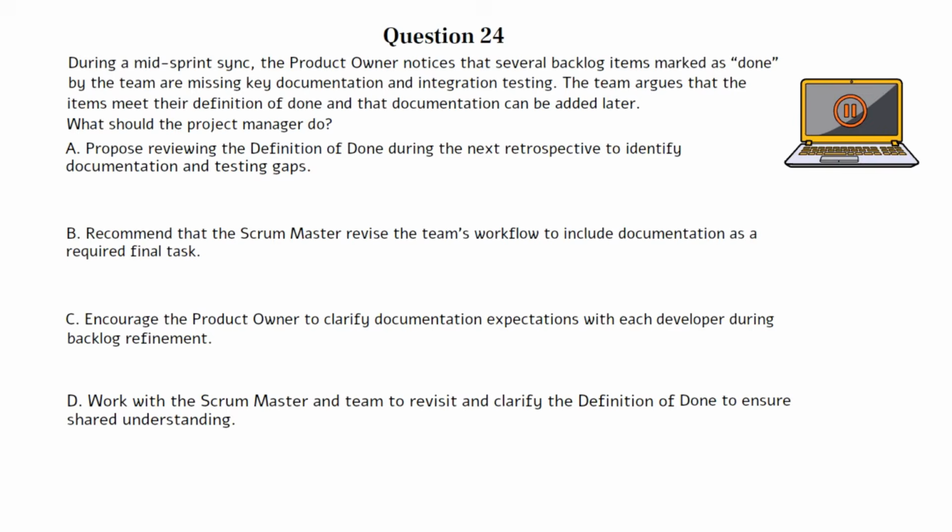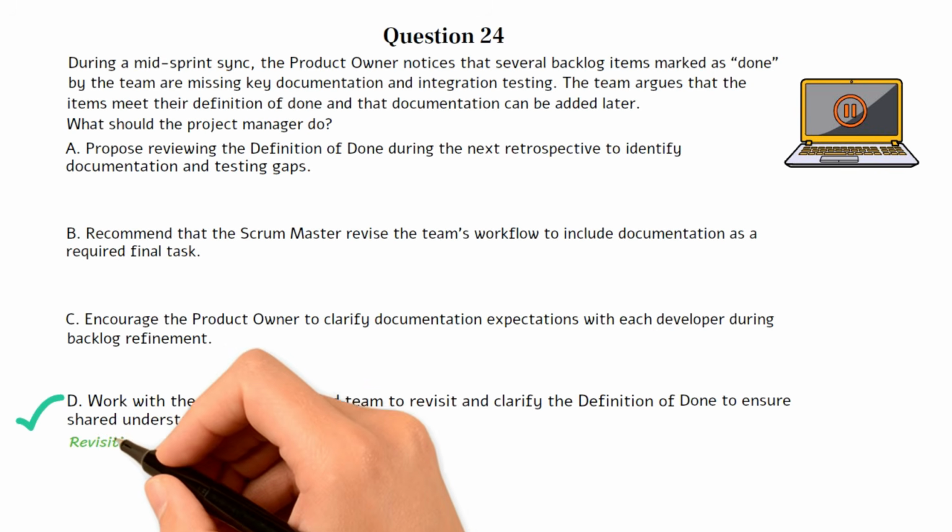The correct answer is D. This question is testing your understanding of how Scrum promotes transparency through well-defined artifacts, especially the definition of done. A shared understanding of what done means is essential for ensuring quality and consistency. If there's misalignment or conflicting interpretations, that signals the need for clarification.